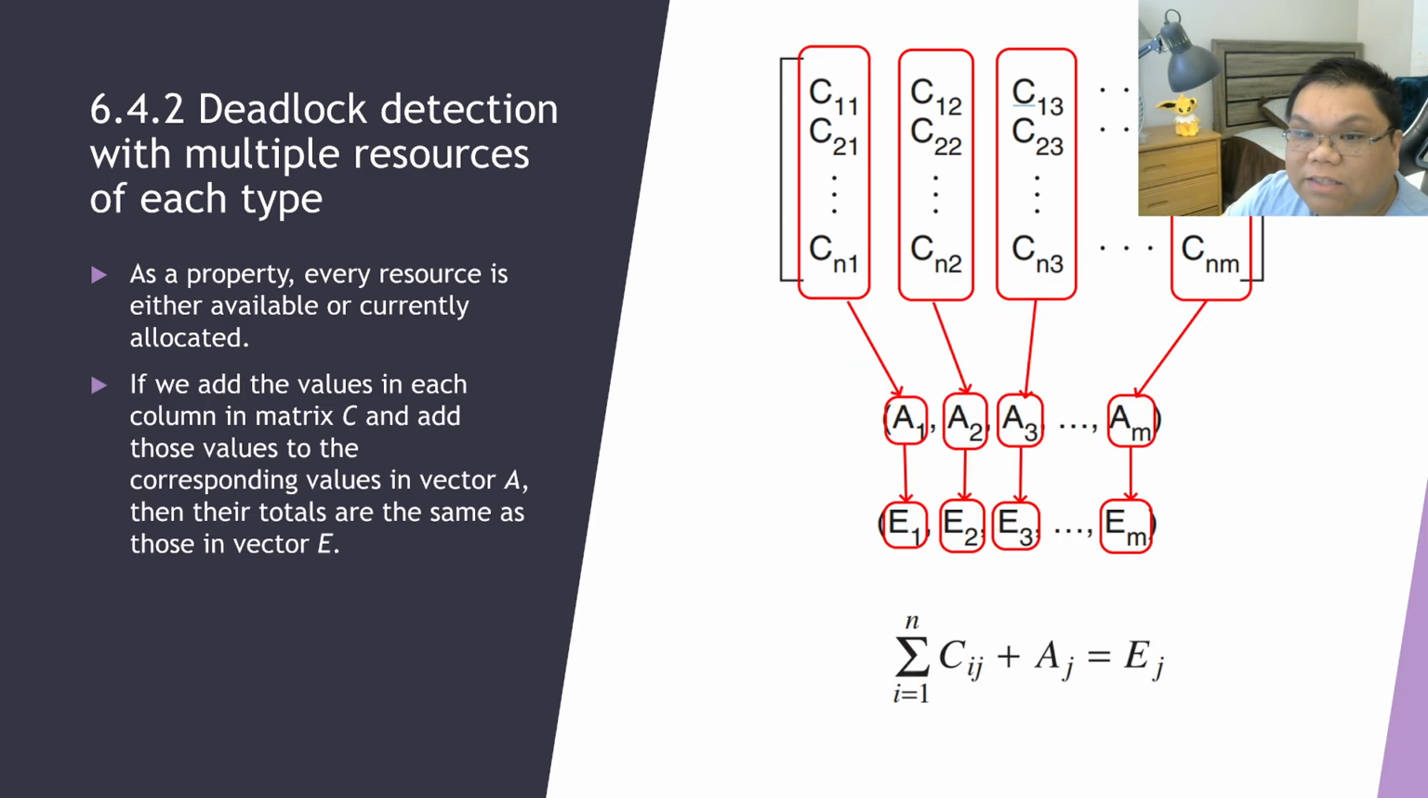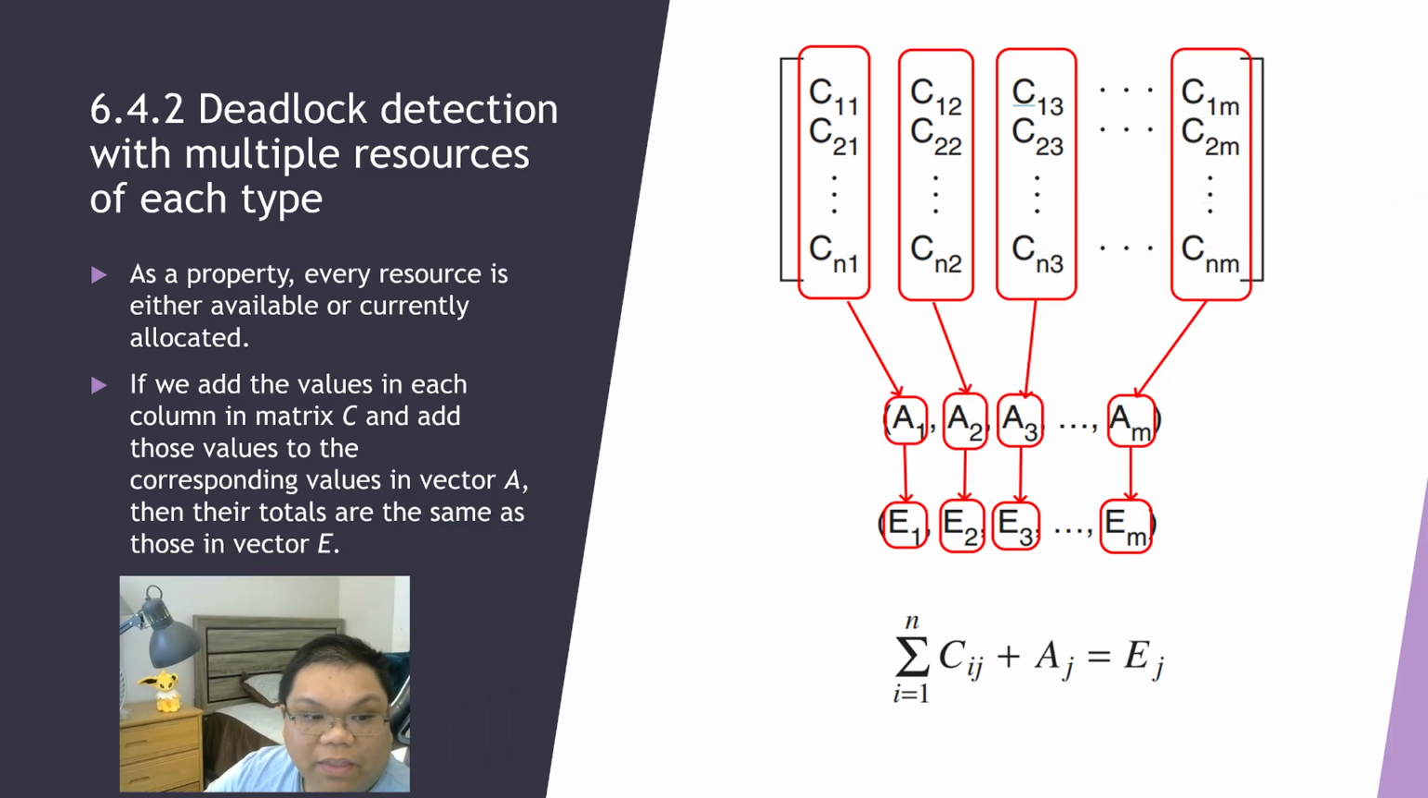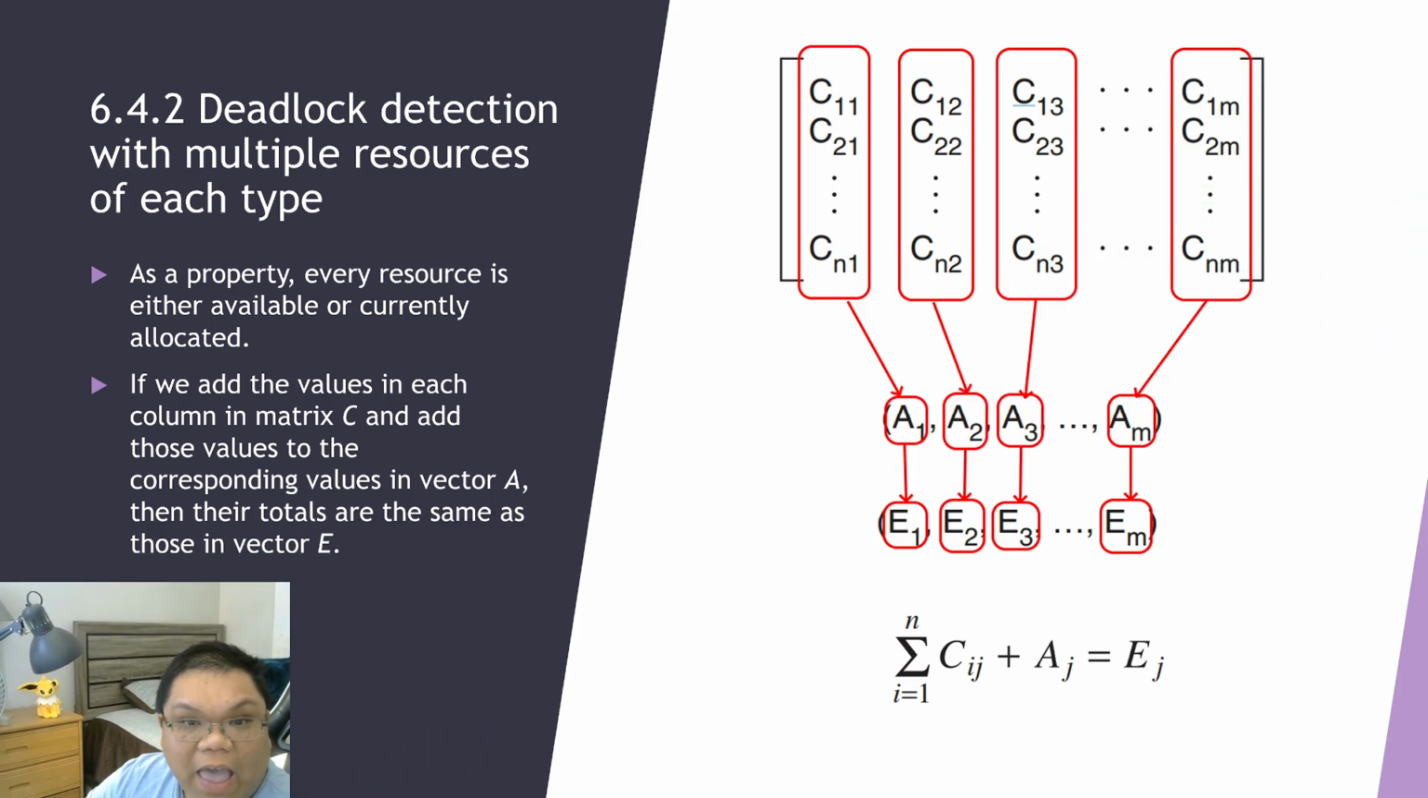Here's one property about these things. If we add up all the columns in C and add them to the corresponding values in A, we get the corresponding values in E. Basically, every resource is either available or allocated to a process. If we add these columns together and add them to their corresponding values in A, we get vector E.